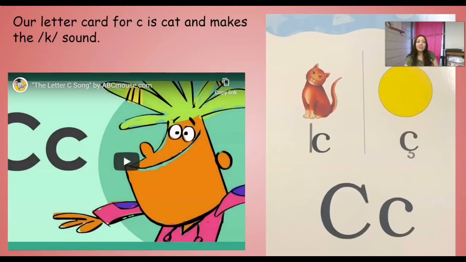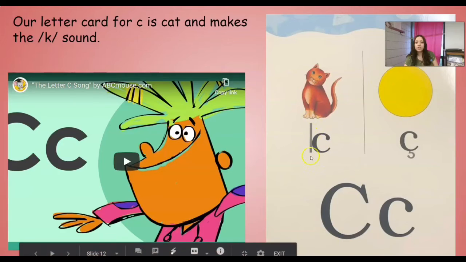All right, so our letter card for C is cat because it makes the k sound. And when we look over here, we're going to learn the other sound of C because C is like S where it can make 2 different sounds. But right now we're just going to focus on that C that sounds like a k, okay?